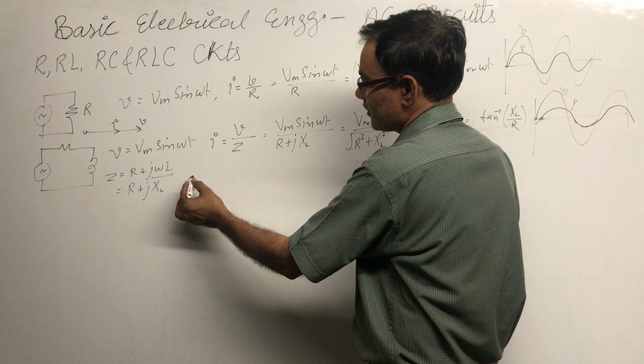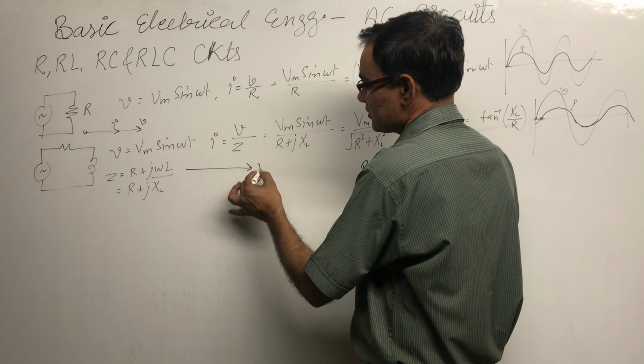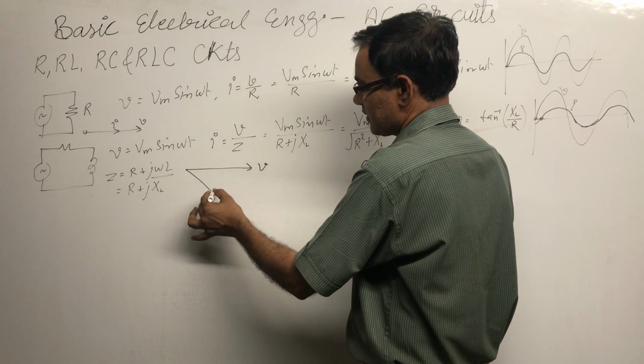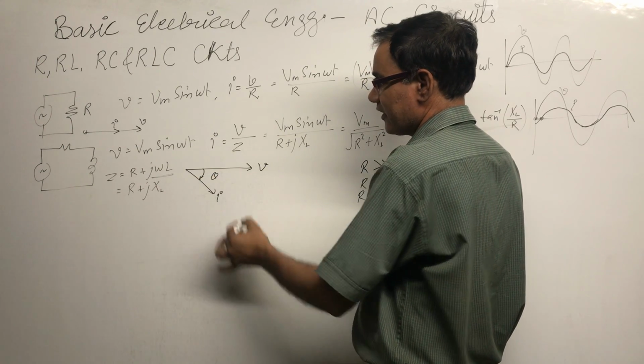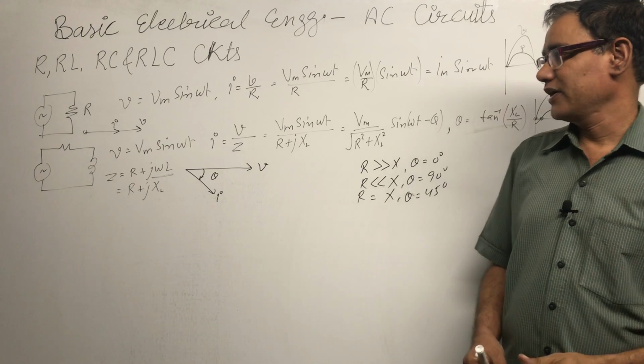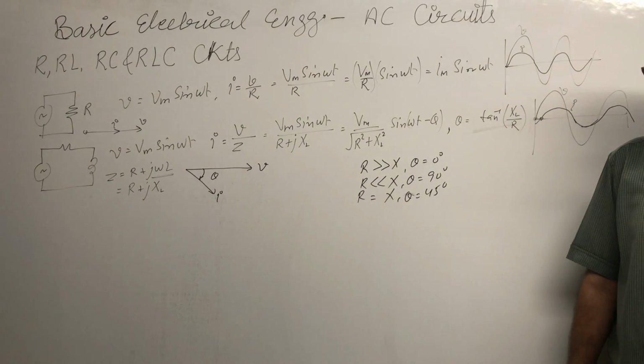And if we represent the phasor diagram, this is the voltage and this is the current. This current is lagging somewhat, depending on the value of the inductance. So this is the simplest way to represent it.